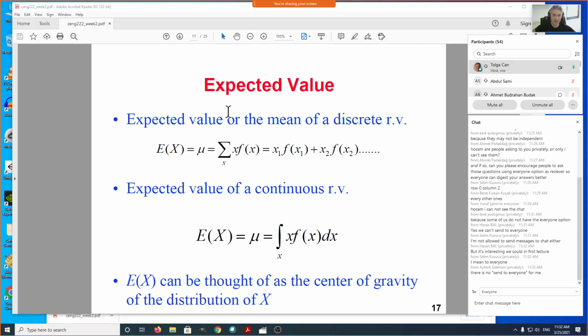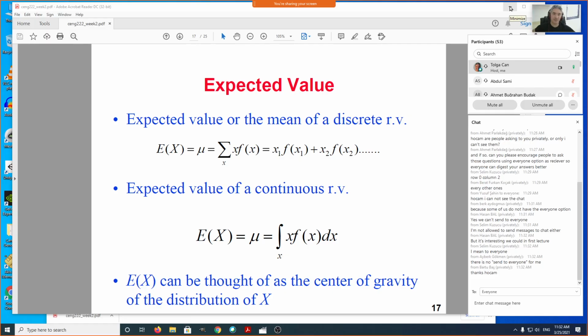All right, so on Tuesday, I'm going to continue with expected value, variance, and standard deviation, and we'll start talking about specific discrete variables, the family of discrete distributions.